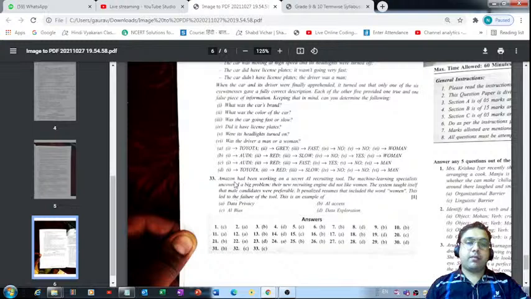Question number 33: Amazon had been working on a secret AI recruiting tool. The machine learning specialists uncovered a big problem. Their new recruiting agent did not like women. The system taught itself that male candidates were preferable. I think we have already discussed it when I was telling you about bias earlier in this tutorial. So at that time we discussed this same problem which is given to us over here. So the correct answer of this one is AI bias.